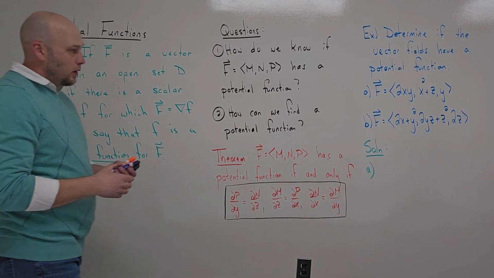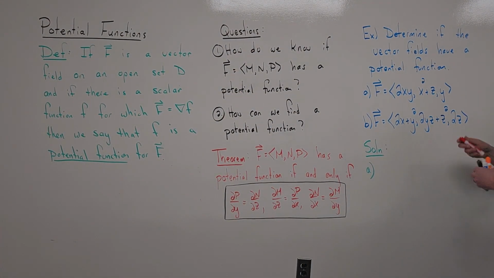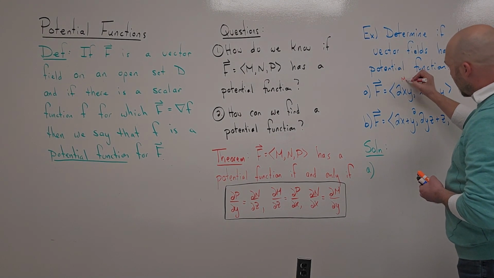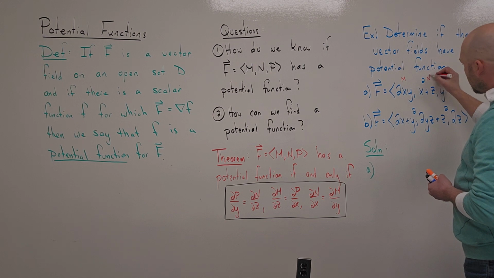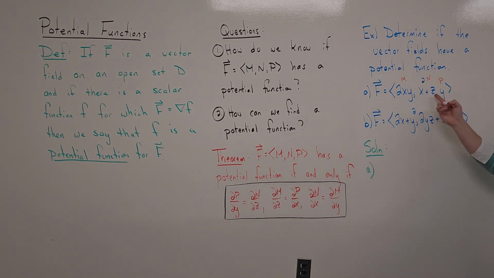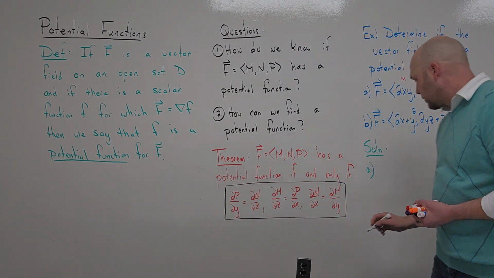All right, keep in mind that the components of this, remember the first component is M, the middle component is N, and the third component is P. So this is M, this is N, this is P. So let's compute the various partial derivatives. All right, so first compute the partial derivative of P with respect to y.